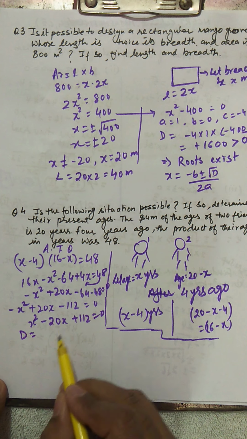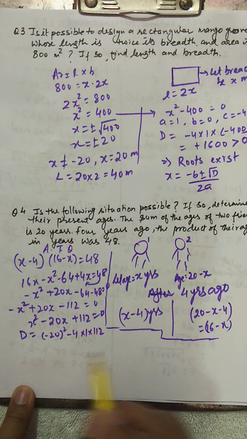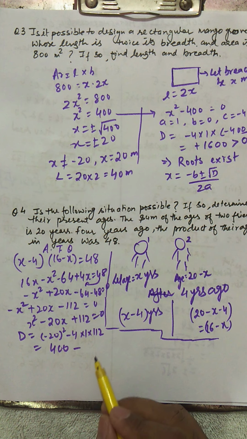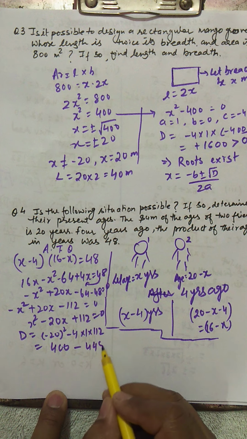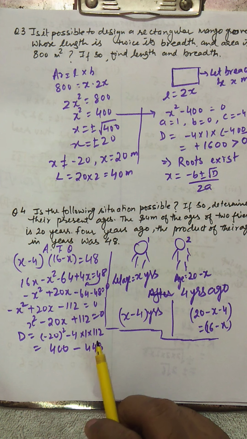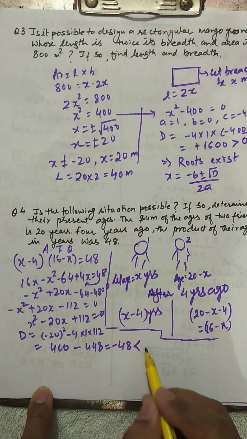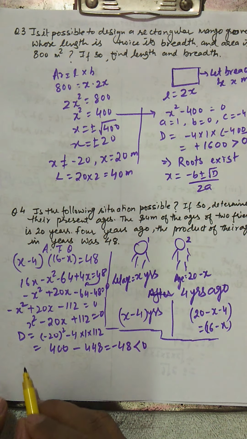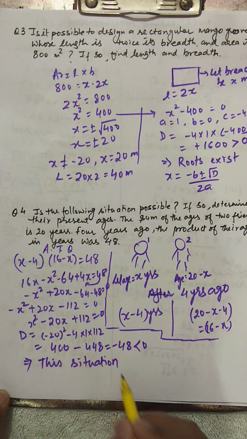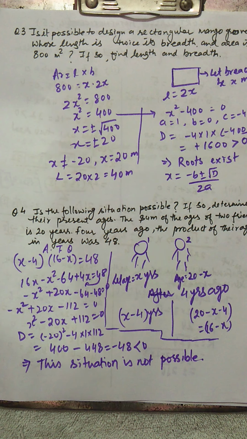So we'll find D now. D is b square, which is minus 20 square, minus 4 into 1 into 112. So 20 square is 400, and when you multiply this, this is going to be 448, right? Because 100 plus 12, you can do like this: 100 into 4 is 400, and 12 into 4 is 48, so 448. So this is going to be minus 48, which is negative. So you can simply say this situation is not possible.